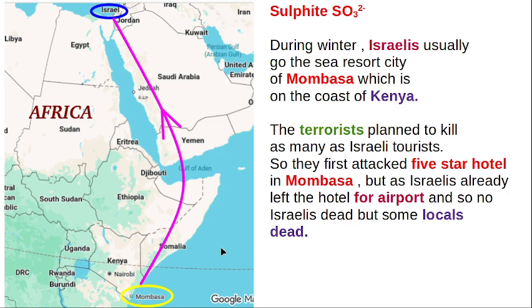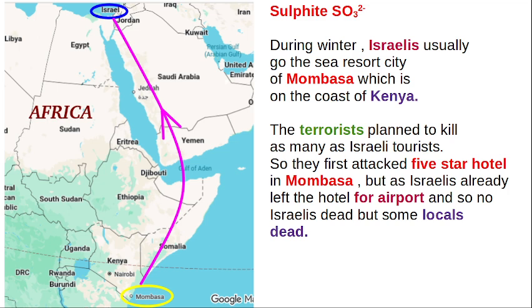And for that they attacked one 5-star hotel where Israelis were residing, or taking rest, in Mombasa. But before the terrorists attacked, fortunately the Israeli tourists had already left for the airport in Mombasa. Therefore, when the terrorists attacked the 5-star hotel in Mombasa, only local people died.